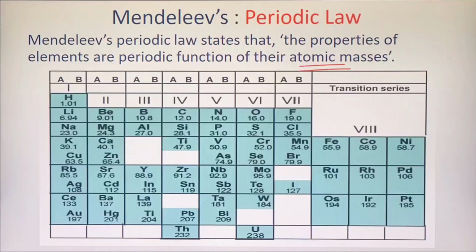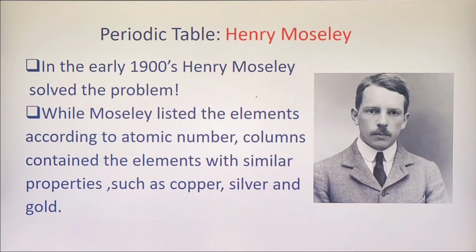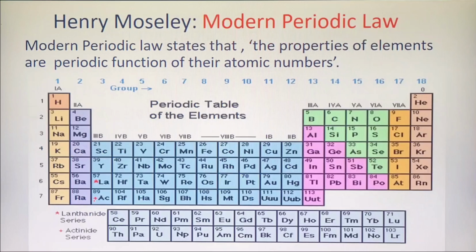That means the atomic weight was the criteria that was followed while Mendeleev was classifying the elements. Okay, but later Henry Moseley said that instead of atomic masses, what criteria should be followed while classifying the elements, children? It should be atomic number. So atomic number is the criteria on which the modern periodic table is based nowadays. Based on that, he gave the modern periodic law.